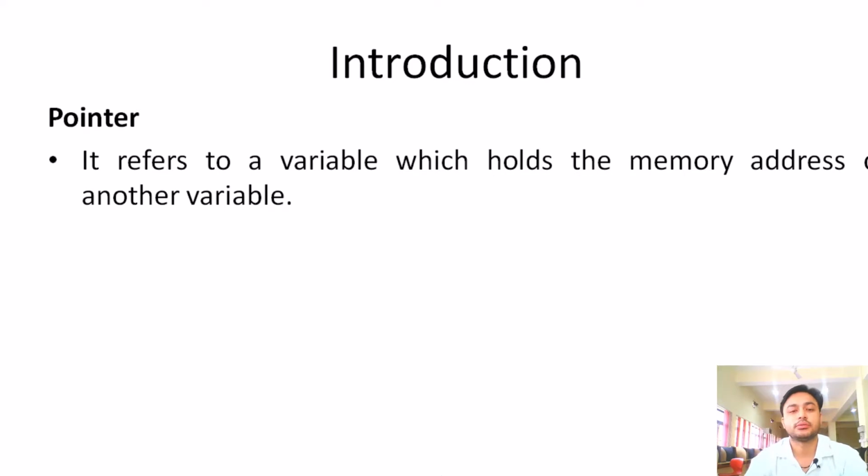Now what is a pointer? A pointer basically refers to a variable which holds the memory address of another variable. For example, in C++, you have declared the variable int I, and you have declared the pointer, suppose int *j. So here j is a pointer that holds the memory address of another variable. So this is another variable I. So here j will hold the address of I. For that you have to use ampersand, which is an address operator.